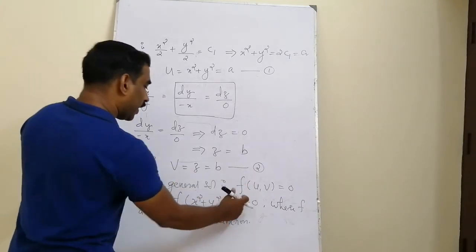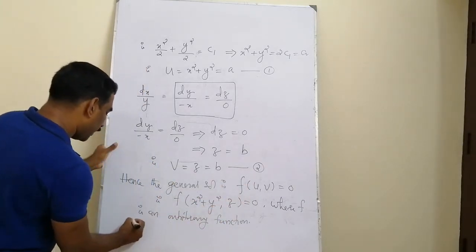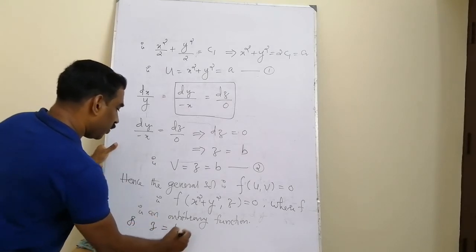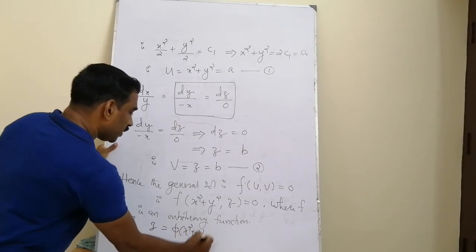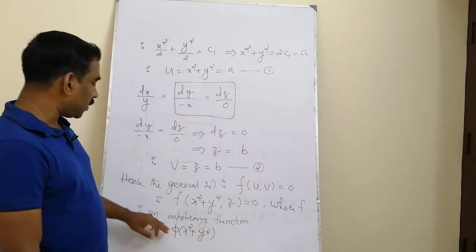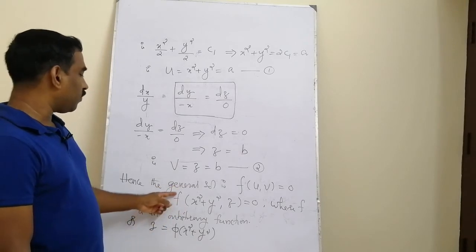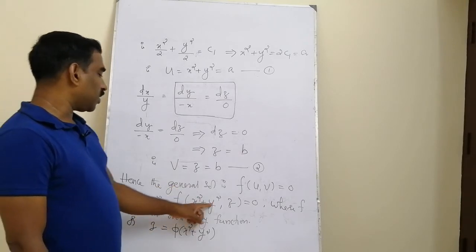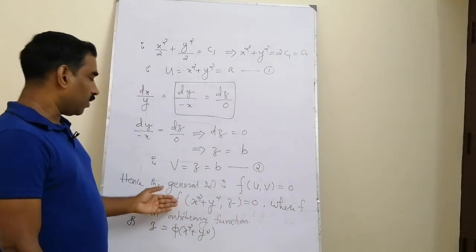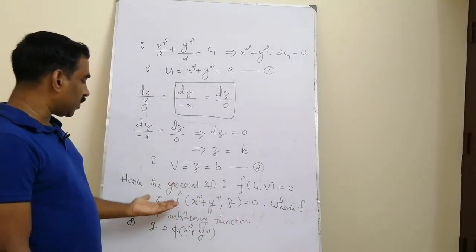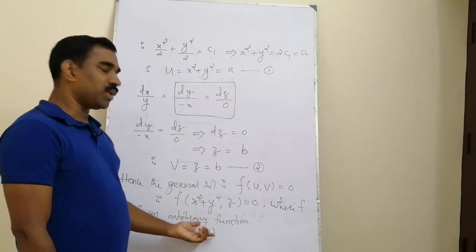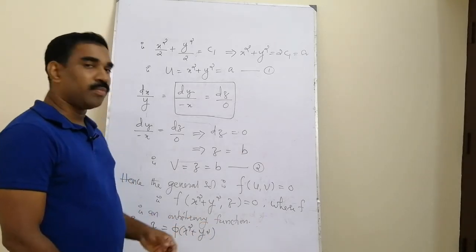Here it is better to write this z, or we can write the general solution in another format as z is equal to an arbitrary function phi of x square plus y square, where this phi is an arbitrary function. So this is the second format of writing the same family of solutions, f of x square plus y square comma z equal to 0, where f is an arbitrary function. Or we can represent the same family of surfaces in another format as z is equal to phi of x square plus y square, where phi is an arbitrary function.